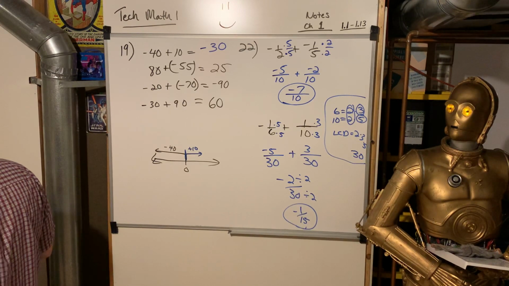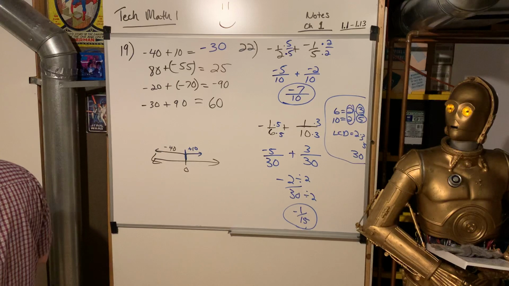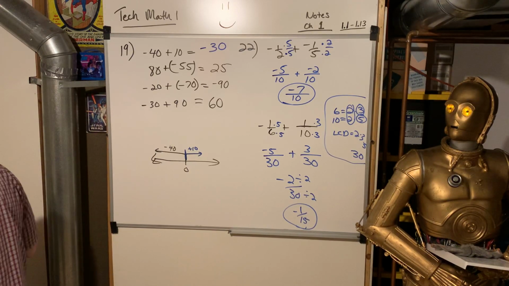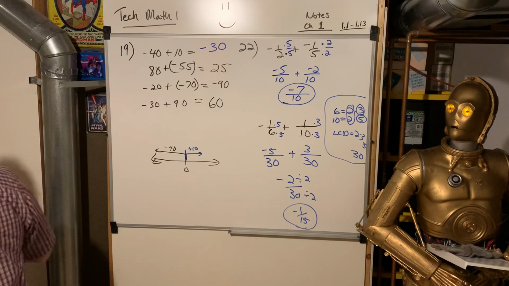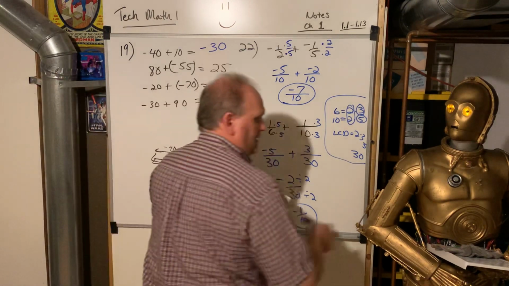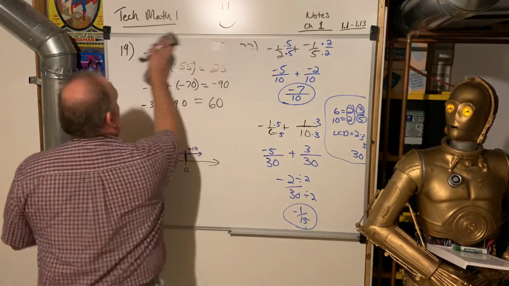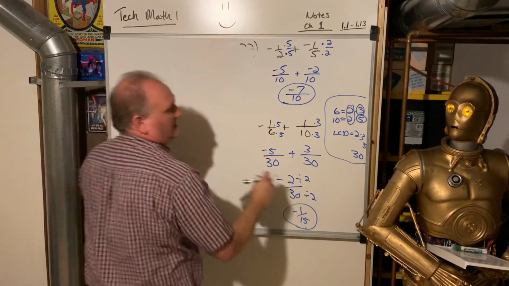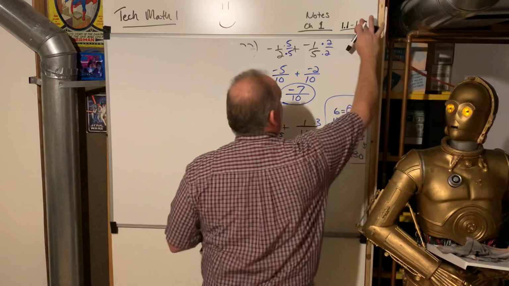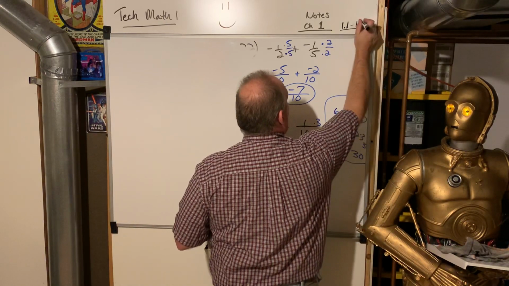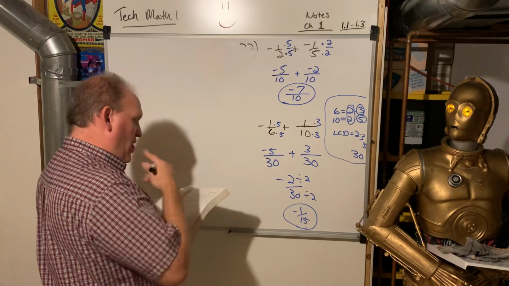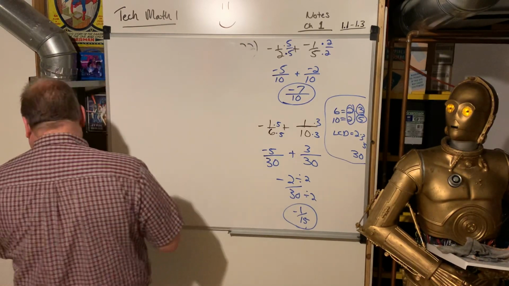Let's look at 26 and 28 and 31. So, 26. So I think we're just going to do 1.1 to 1.3 here.